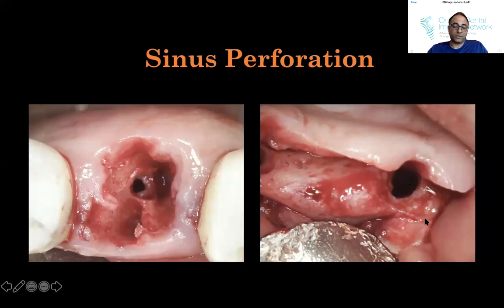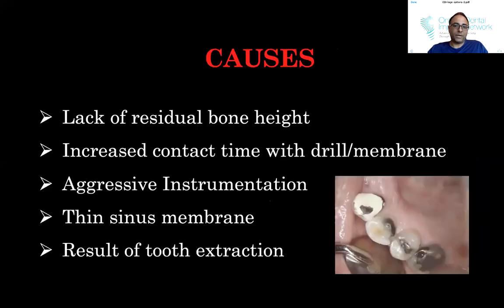Okay? And that, again, was a very long case, which I won't get into. So what are the causes? Well, there's not enough bone. You start drilling and you perforate. Or you're using drills like a Densa, which I've perforated with, or the cast drill, which I've rarely perforated with, and you're just spending too much time in the osteotomy, and now it's just too much contact with the membrane. Okay, you're aggressive in your instrumentation, so if you're doing lateral sinus lifting, again, you're too aggressive. Or the patient just has a really thin membrane, okay?